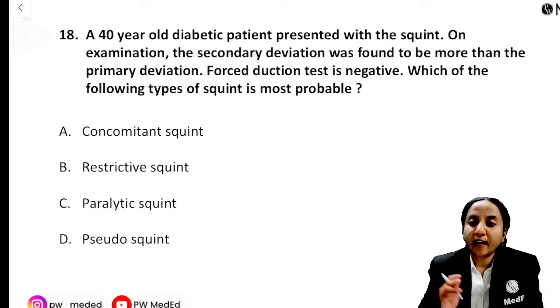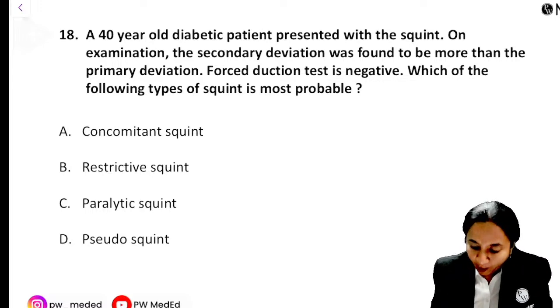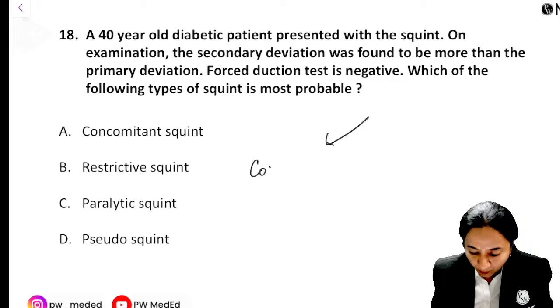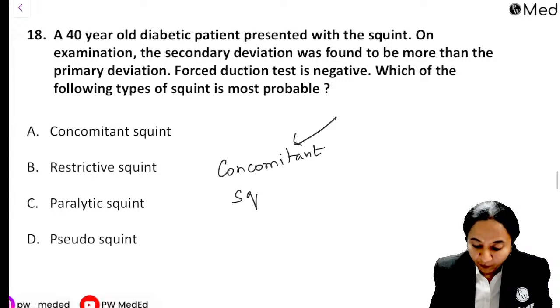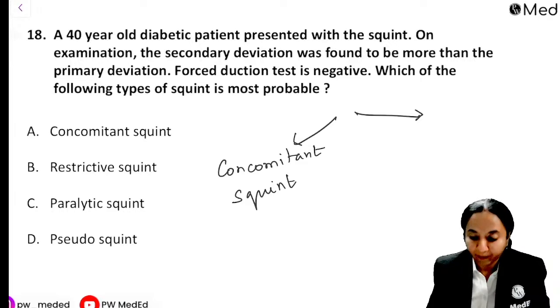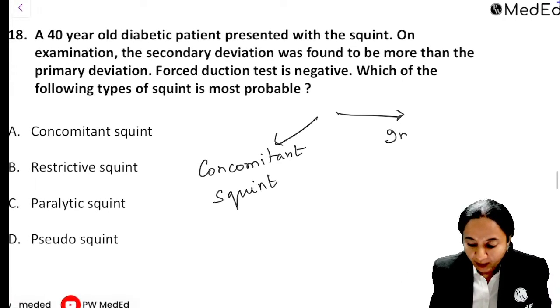Okay, see, here we have to remember that there are two broad classifications of squint, that is concomitant and incomitant. You will know the answer to this, but learn a couple of things from here, because this question, this topic, can repeat again. So the two broad classifications of squint are concomitant squint and incomitant squint.